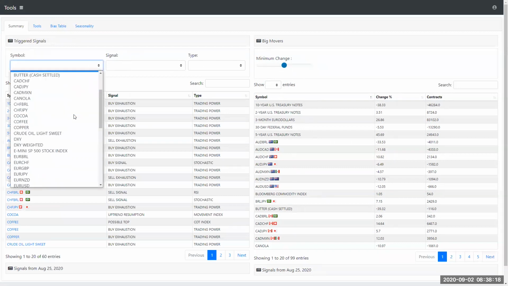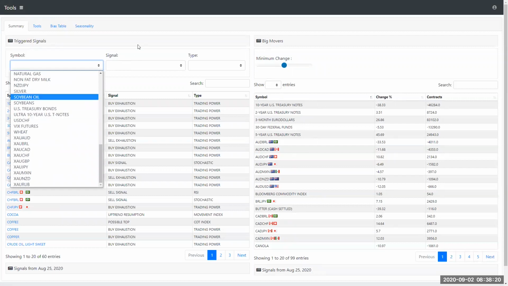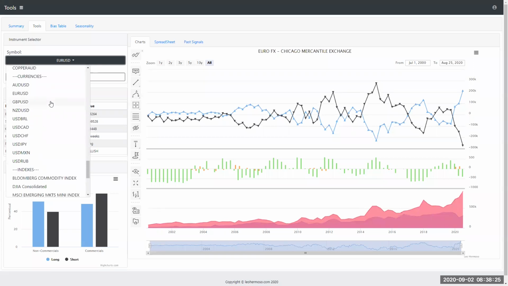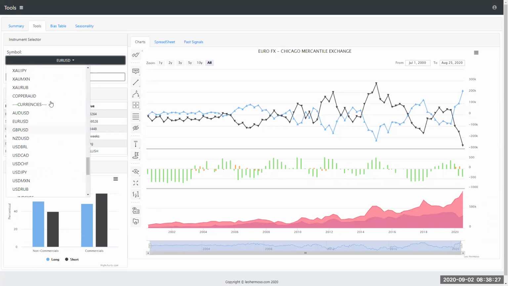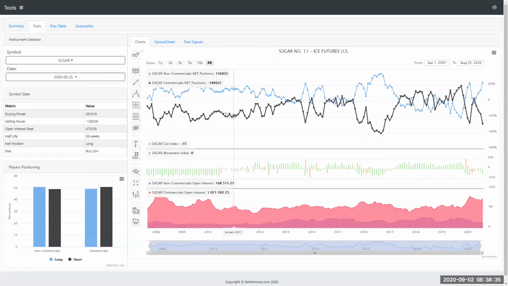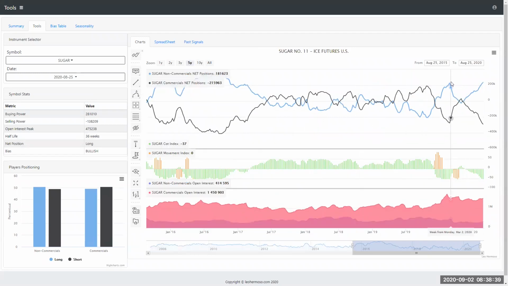Let's take a look, for example, at sugar. If we have some signal for sugar, just so we don't lose the idea. I think it's here, sugar. Okay, if I'm not wrong, last week we got a signal for sugar. So first thing, check this. We are at a level of positions where the last time the non-commercials took profits. Can you see here?